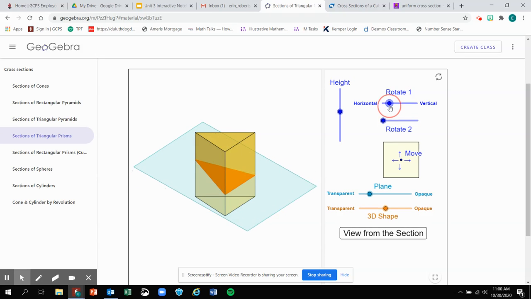Now, when we tilt this and make this a diagonal cut, you notice that this triangle that we had gets stretched out. So our cross section is still a triangle. It's just more stretched out than it would be. So the diagonal cut for your triangular prism is still going to be a triangle.